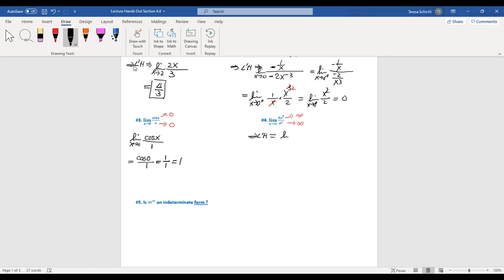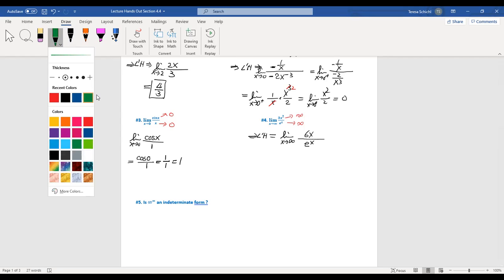Okay, so L'Hopital's rule tells me I can take the derivative on the top. The derivative on the top will give me 6x. The derivative on the bottom, the e^x, is still itself. Now let's take a look here.